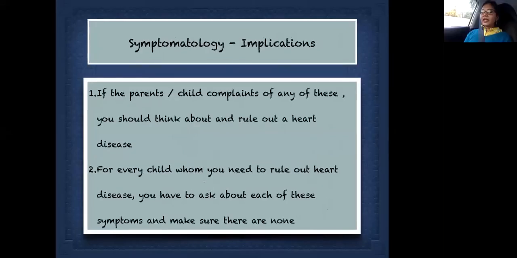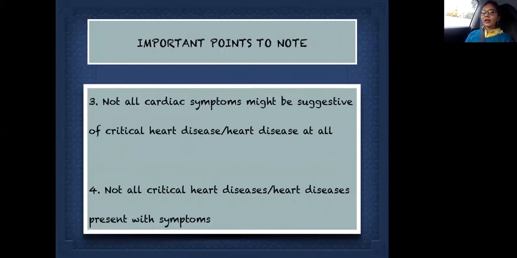So what are the implications? If the parents or the child complain of any of these 6 cardinal symptoms, you should think about and rule out a heart disease. And the other way around, for every child in whom you need to rule out heart disease, you have to ask about each of these symptoms and make sure there are none. If there are any, you have to elicit a detailed history of each.